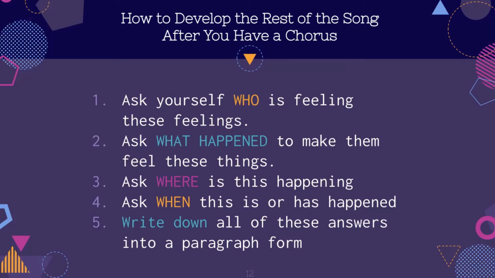If you picked a time, you could describe the time. If you picked a location, you could describe the location. So this is really helping you to develop some material and some things that you can start to put together after you have your chorus. So it really is about asking the right questions.